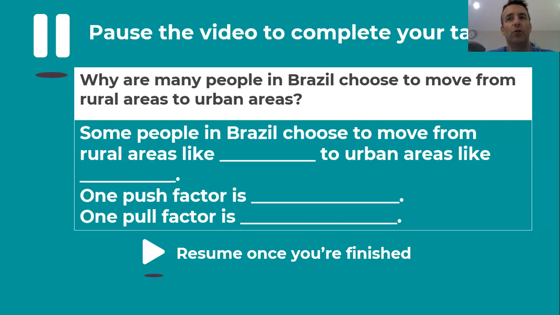Some people in Brazil choose to move from rural areas like, what's the name of that place we keep speaking about? To urban areas like, can you remember the name of that capital city? One push factor, that's the reason why people want to move away from the rural north, is... and one pull factor, something drawing people to the city, is... See if you can pause the video to fill in those sentences by writing or saying them. If you want to rewind the video to get some of that information again to put in your answer, you can do that now. Good luck.